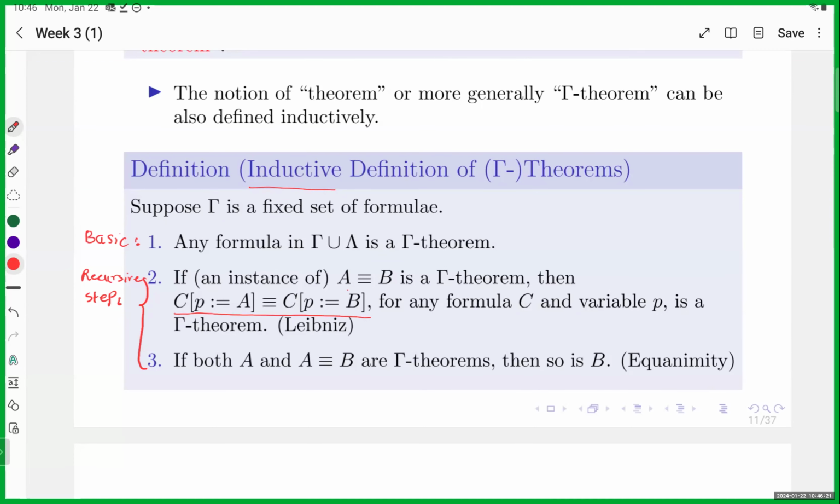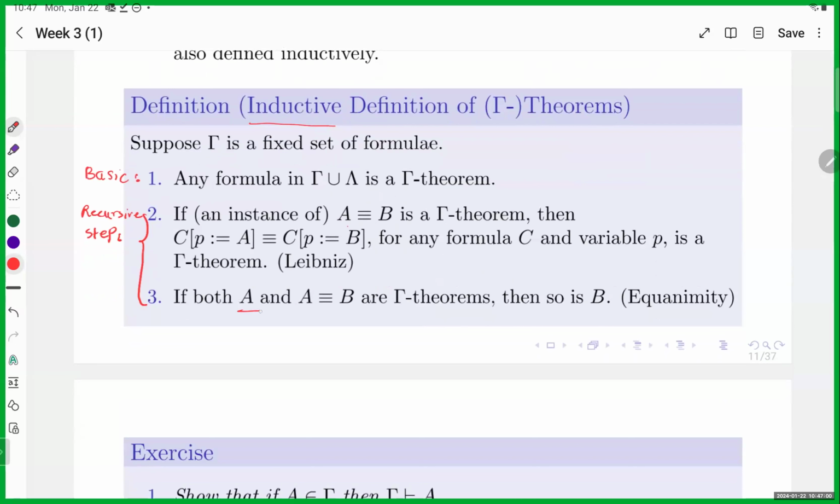So again, it's a recursive step, right? You're assuming that something is a gamma theorem, and now you're defining more gamma theorems. If A is equivalent to B is a gamma theorem, then for any formula C, if you plug in A instead of P, and then you plug in B instead of P, these are equivalent. So this formula that tells you that these are equivalent is a gamma theorem. Now the next step: if both A and A equivalent to B are gamma theorems, then B is a gamma theorem.